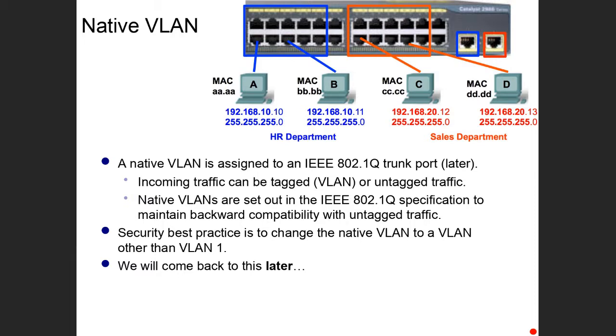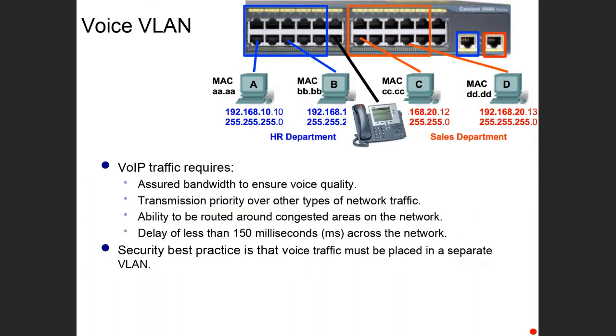The native VLAN, you can have only one native VLAN, in case you're using an old hub or something. By default, it's going to be VLAN 1. We're going to change it typically to that VLAN 99 that we use for our management VLAN. And we'll get more about that later.